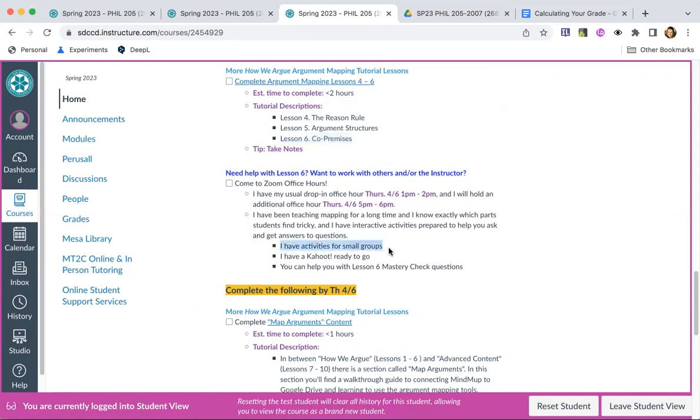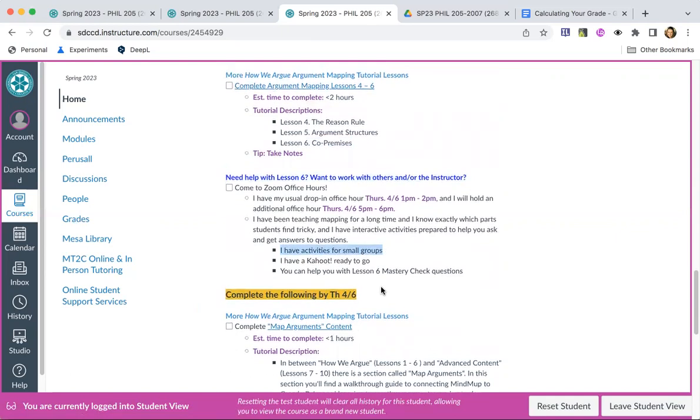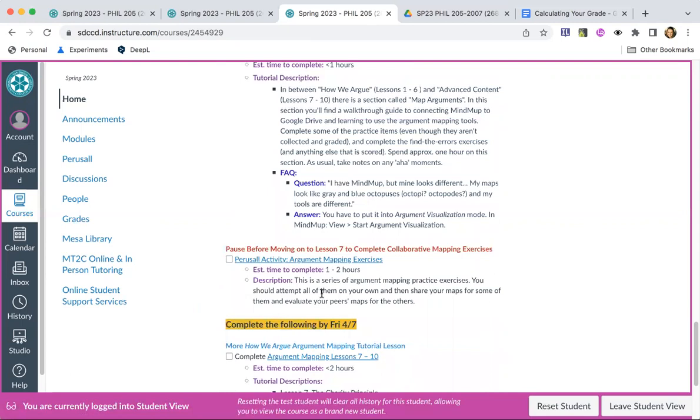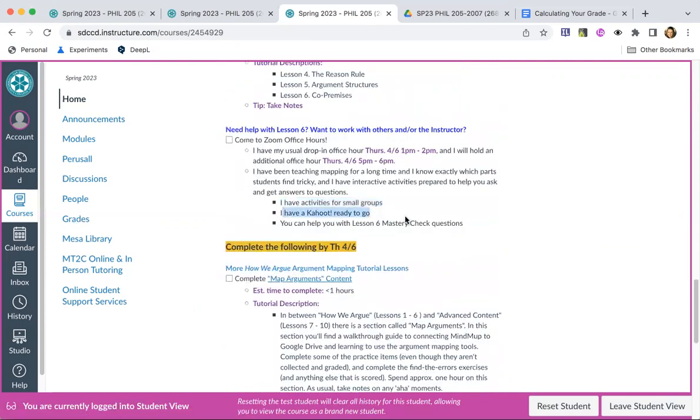And if you want to work with others and more than one person shows up, I have activities for small groups. You could work on a homework activity together. I have a Kahoot. If a bunch of people show up, that could be useful. And like I said, I can help you with the mastery check if you're struggling, because struggling and then passing is good. Struggling and being frustrated, not so much. And this one, people tend to get a little frustrated with, just forewarning.